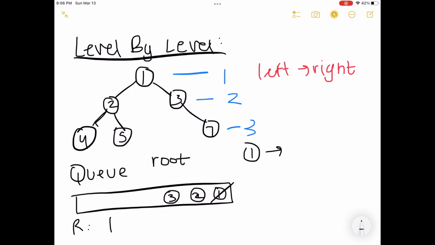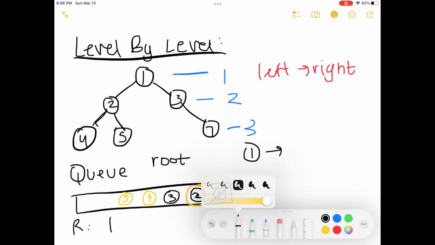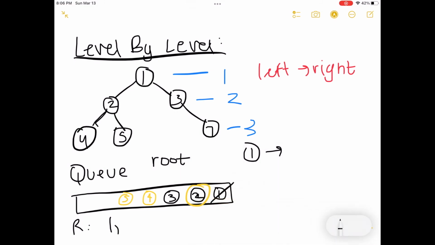And then we just go to the left. So we go to 2 here. We're looking at 2 now, and we check, does the 2 have any children? And it does. It has 4 and 5. So what we do is we push the 4 and the 5, left and right again. So we push that onto the stack, or not the stack, we push that onto the queue. And then we process the 2. And then this is gone. So now 3 is the first thing in our queue.